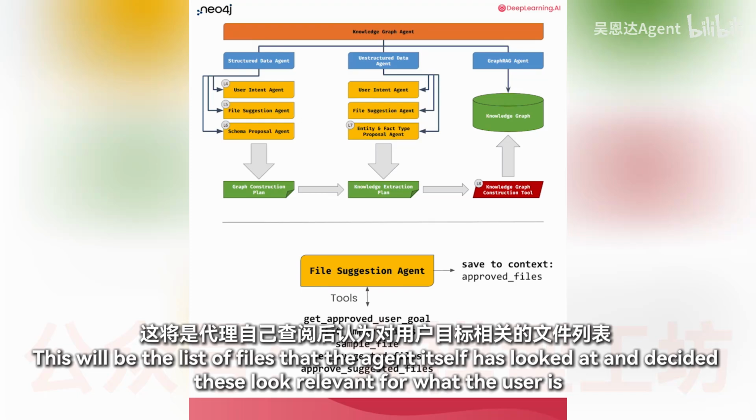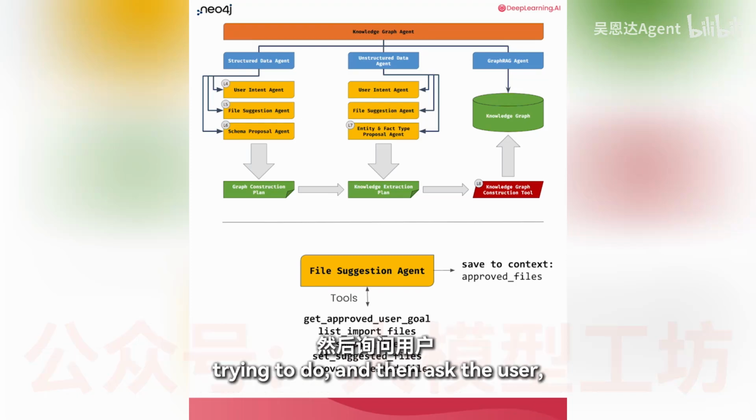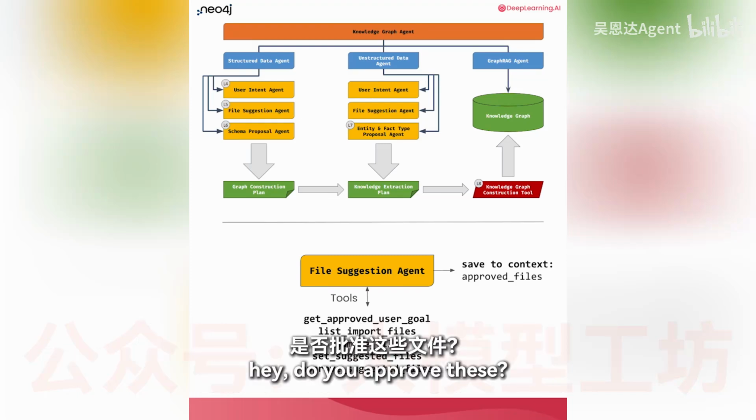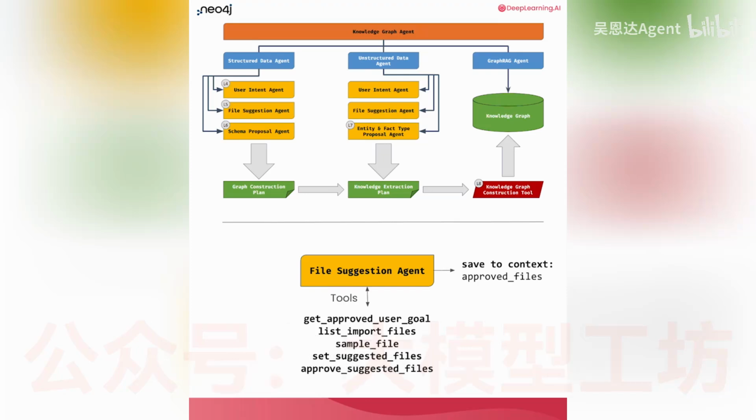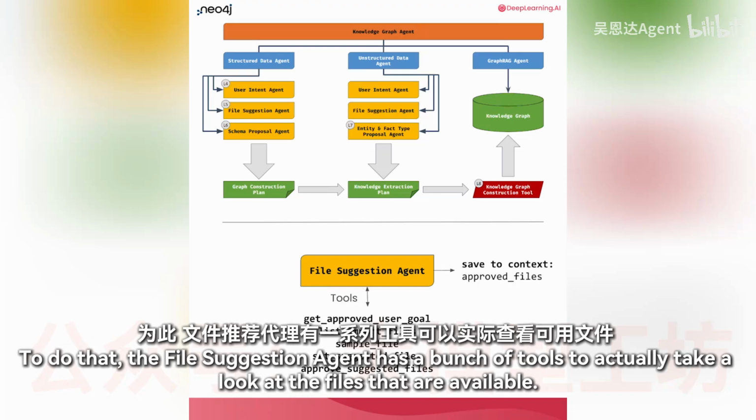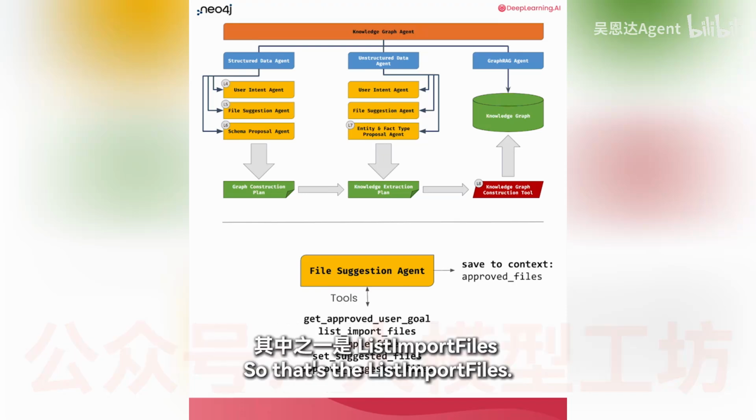This will be the list of files that the agent itself has looked at and decided these look relevant for what the user is trying to do, and then ask the user, hey, do you approve these? And if so, the output will be the approved files. To do that, the File Suggestion Agent has a bunch of tools to actually take a look at the files that are available. So that's the list import files.